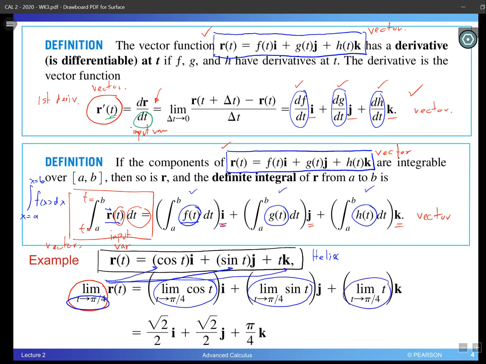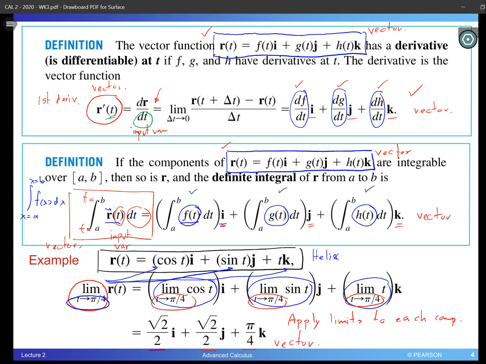And it turns out that in this case we just need to do the direct substitution in order to get the value. So cosine t when t approaches pi over 4 is 1 over square root of 2. Same with the sine of t when t approaches pi over 4, we get 1 over square root of 2. And of course, the limit of t when t approaches pi over 4 is pi over 4. Well, in the end, it's just about applying limits to each component. And as you can see here, in the end we still have this vector after the calculation.